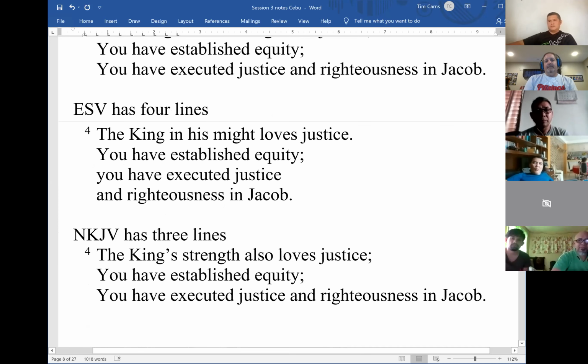But the New King James, we also looked at that. It also had three lines. And so the question came up, how do we know which one's correct? Why is there a difference?